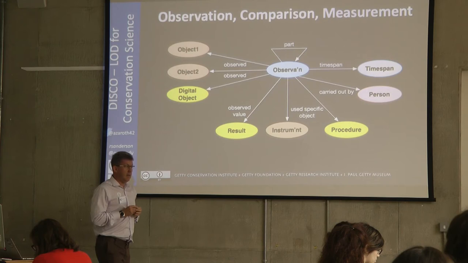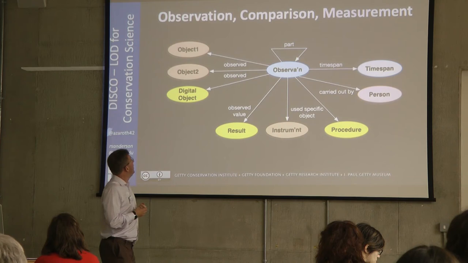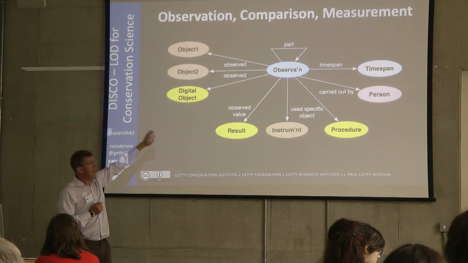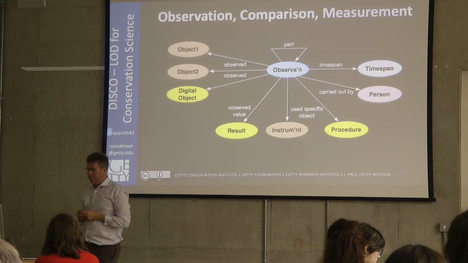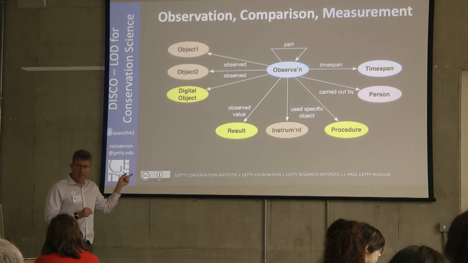The nice thing about the CRM is that it's also very good at saying there can be one or more of these things, or exactly one, or zero to one. So for observation, you can have a single observation that observes multiple things, and that would be a comparison. You can observe physical things, and you can observe conceptual things via some representation, such as digital files. So if you have a scan of the object, and you actually do your work with that scan, rather than looking at the impossible to see with the human eye region, we can track that you actually looked at the scan, not that you looked at the object itself.